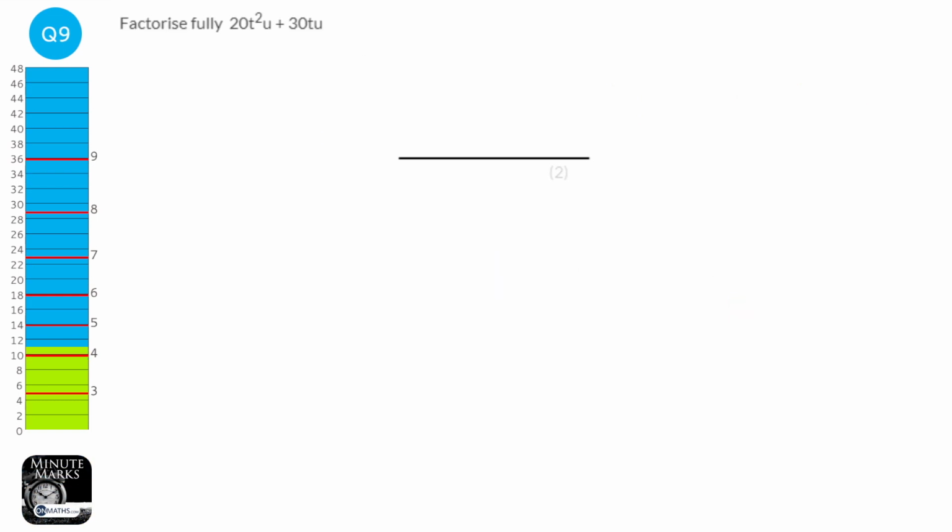So factorise means to put it into a bracket, and it looks like it's a quadratic here, but it's actually just a linear factorising, because we don't have a number term. So we're going to just use one bracket for this. And looking at these terms, I'm going to focus first on the numbers. So 20 and 30, I can divide both of those by 10, and that will leave 2 and 3. So that's the numbers done.